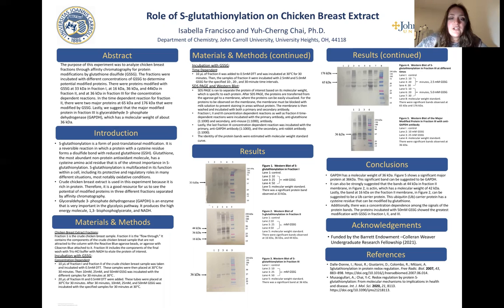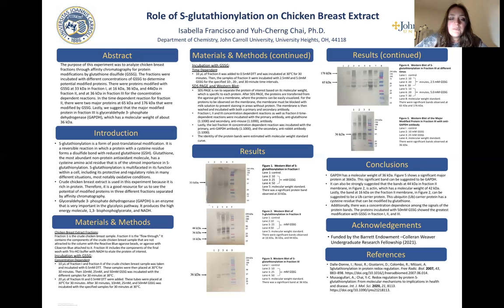The chicken breast extract fractions were separated using affinity chromatography. Fraction 1 is the crude chicken breast sample. Fraction 2 is the flow-through, or the components of the chicken breast extract that were not attracted to the reactive blue agarose beads in the column. These beads had Cibacron blue attached to them that made them attractive to certain types of molecules. Lastly, fraction 3 includes the components of the chicken breast extract that were attracted to the column and eluted off with buffer and NADH. These different fractions were then incubated with different concentrations of GSSG.